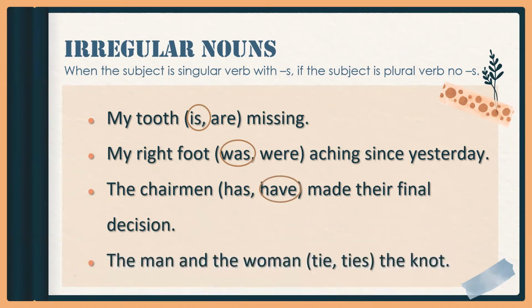Last, the man and the woman ties the knot. As we can see, we can say that man, woman are singular. However, because of the word and, the and made this one a plural subject because it means there are already 2 nouns. We have the man and the woman. So then, we are going to use tie instead of ties. Do you understand? Because of the word and, instead of man and woman, which is singular, these 2 nouns are joined together, giving us a compound subject.